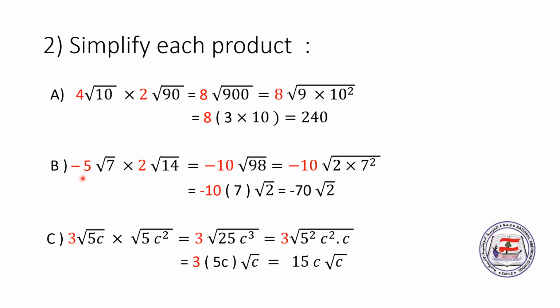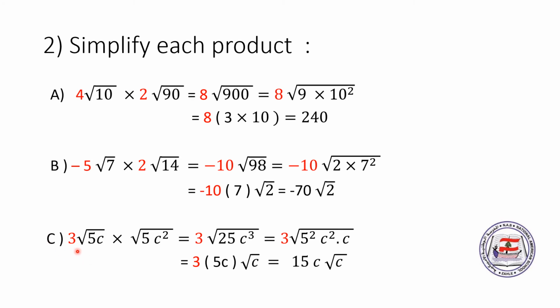Example B, minus 5 radical 7 multiplied by 2 radical 14. We need to multiply minus 5 by 2, we get negative 10. Radical 7 by radical 14, we get radical 98. Then after this step, we need to write 98 into product of prime factors. So it gives minus 10 radical of 2 times 7 square. So now we can reduce the 7 square from the square root, and we get minus 10 times 7 radical of 2. Reducing the answer, we will get minus 70 radical 2.